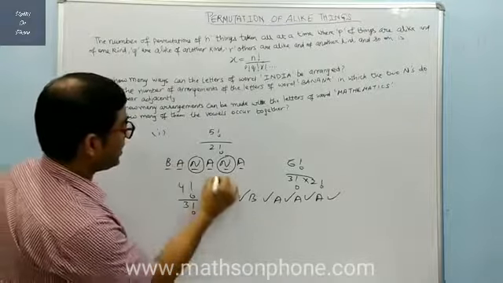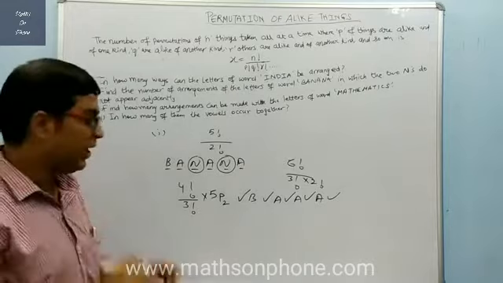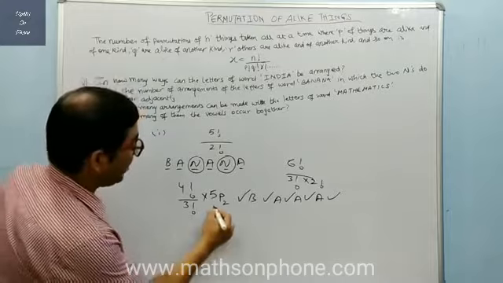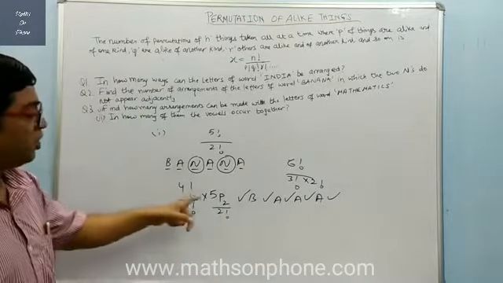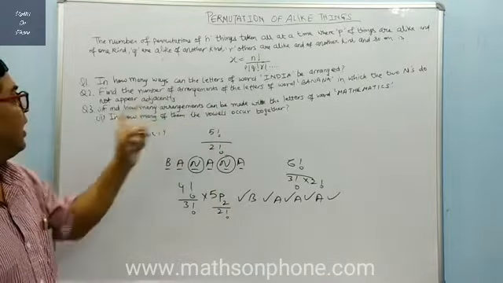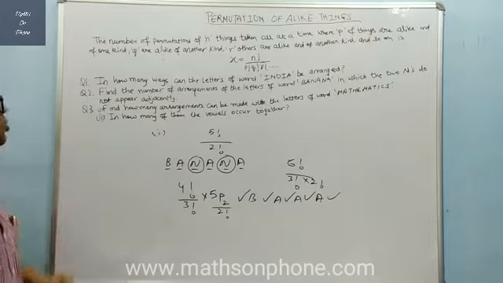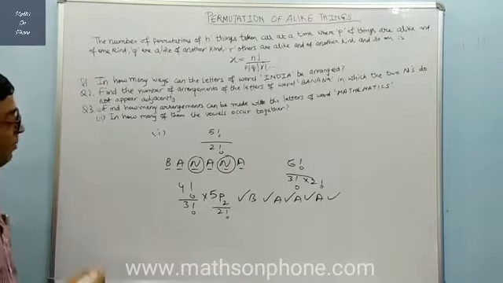So 2 places can be taken in 5 ways. But you see, as we have to arrange the 2 n's and they are alike, so by 2 factorial. So this is the total number of ways in which the n's do not appear adjacently. Third question, how many arrangements can be made with the letters of the word mathematics?